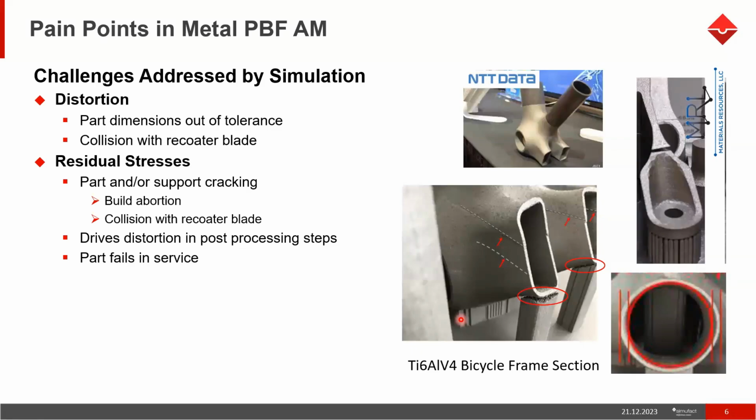But as it is prevalent in any other manufacturing process, if you take welding or forming, in additive manufacturing also, in industries, there are some pain points actually. Especially in the PBF AM processes. PBF means powder bed fusion additive manufacturing process. So here we can see a titanium Ti6Al4V bicycle frame section, which is manufactured using additive manufacturing.